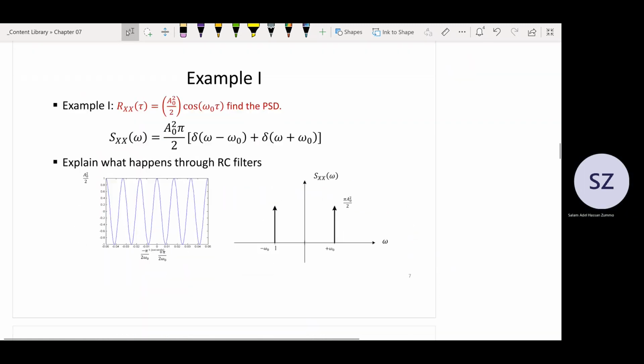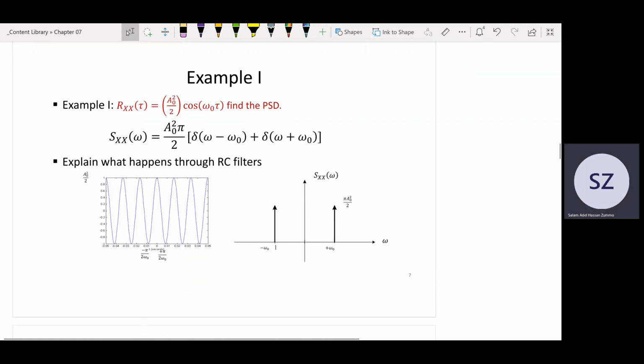Let's take an example. We gave you the autocorrelation function, it's a squared over 2 cosine omega 0 tau. First of all, is this a white noise or not? We don't know the mean, because you cannot say. Assuming the mean is constant, then it's not white noise, because the autocorrelation function does depend on time.